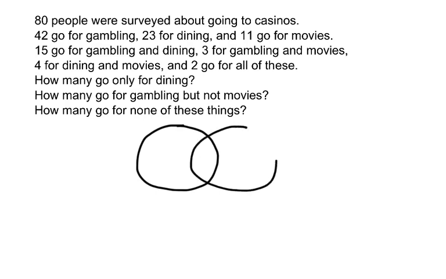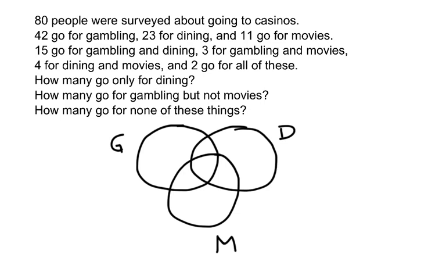And our 3 circles will be gambling, dining, and movies. The first thing we want to do is get all of our information into the diagram. Then we'll worry about answering the questions. First, fill out your diagram, then go back and answer the questions.